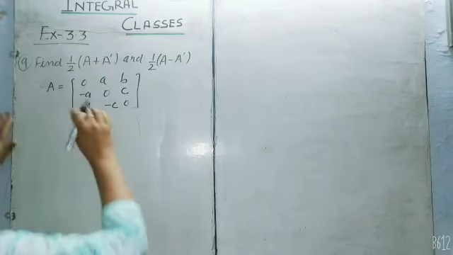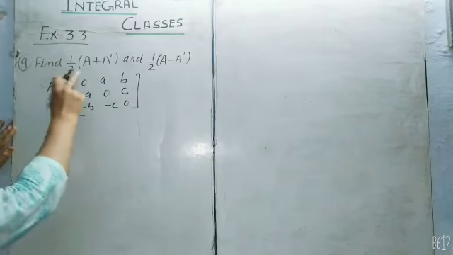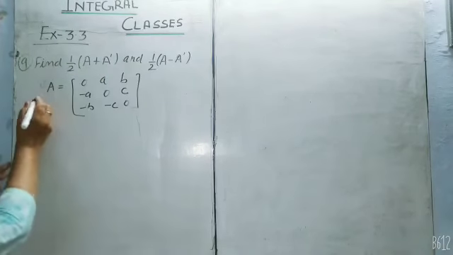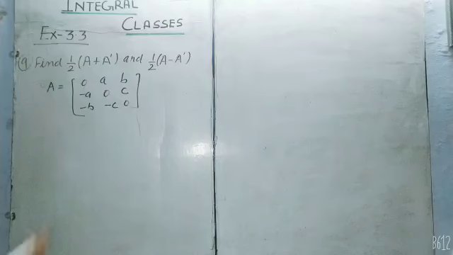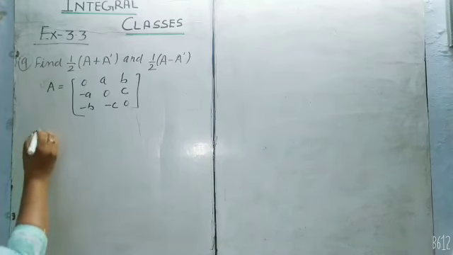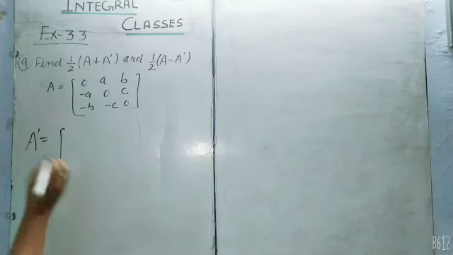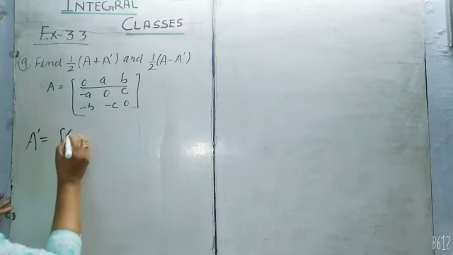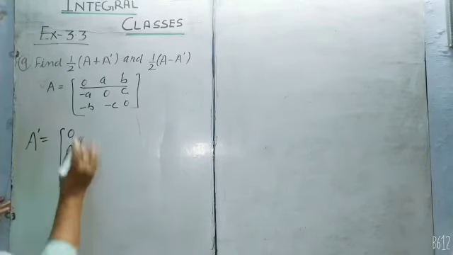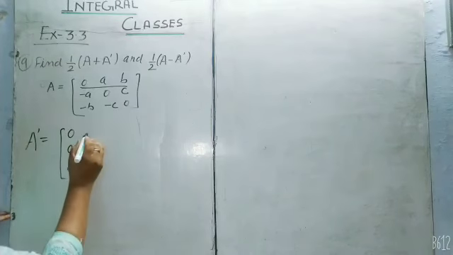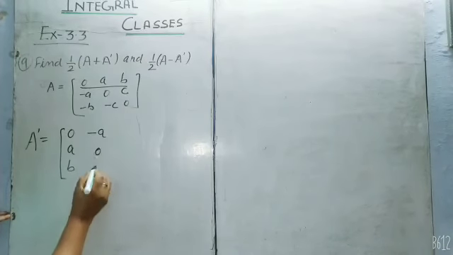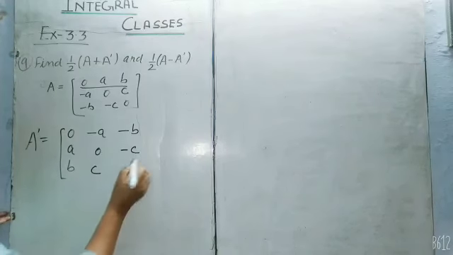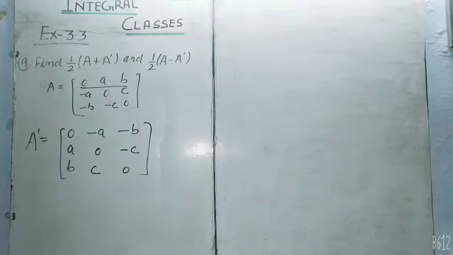Question number 9. Find 1 by 2 of A plus A transpose and 1 by 2 of A minus A transpose, where A is equal to this. First, student, we will find A transpose. How do we find the transpose? Rows change into columns. The first row 0 A B becomes the first column. The second row becomes the second column. The third row becomes the third column. So this is the value of A transpose.